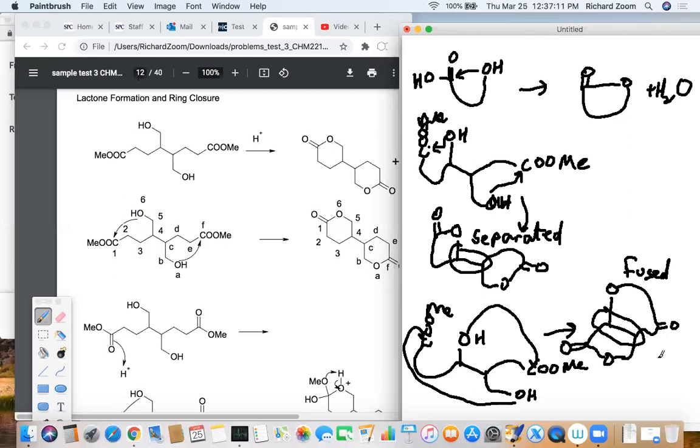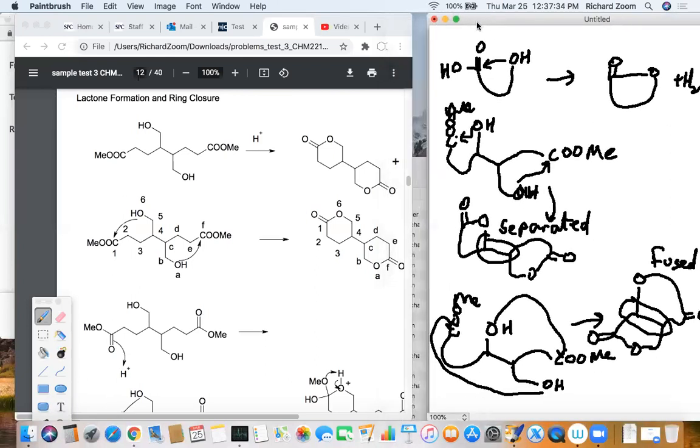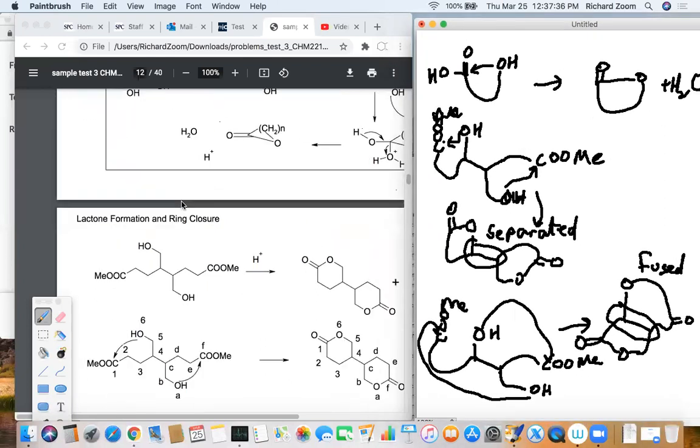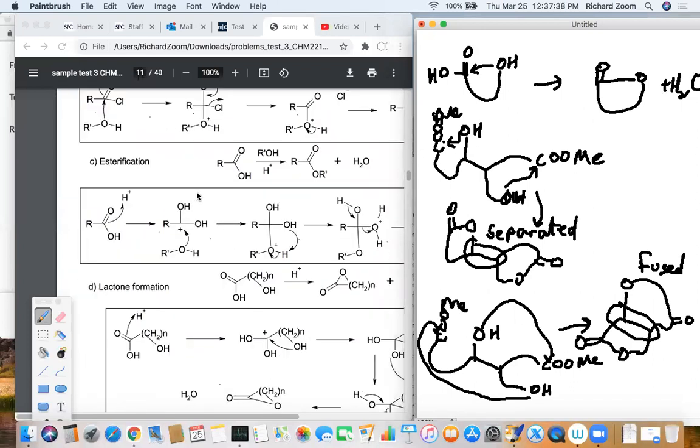All right, so that's the main intro part that I'm trying to show you here. But if you take the OHs that are closest to each of the carboxylic groups, then you're going to end up with a separated system. And if you take the ones that are furthest away from each one, you'll end up with a fused system. And you'll know which one you're getting because you'll have it in front of you. So let's take a look. Does anybody have any questions?